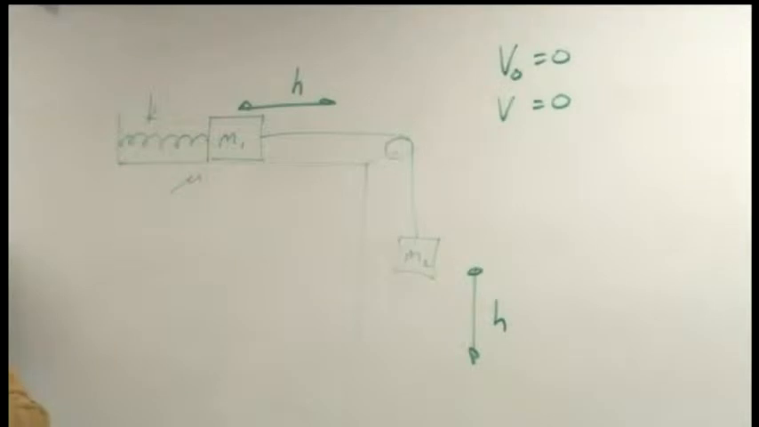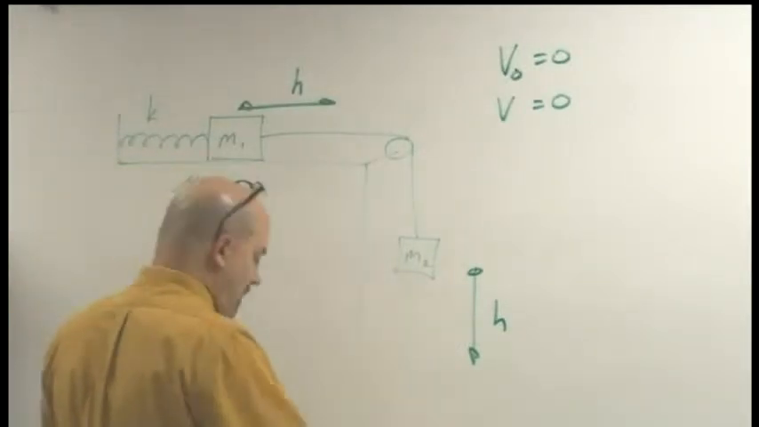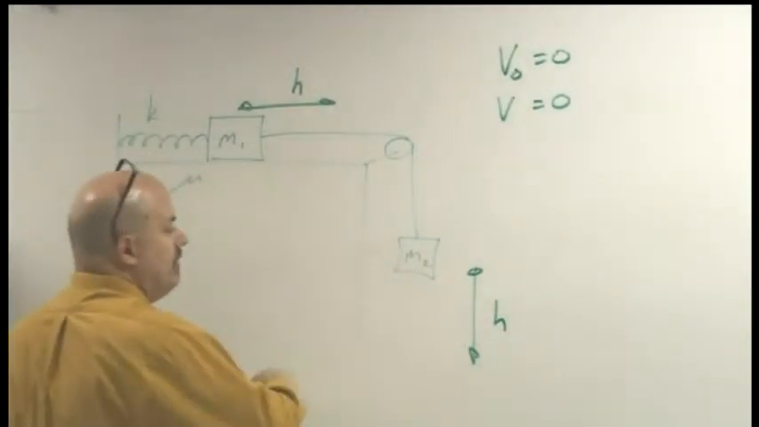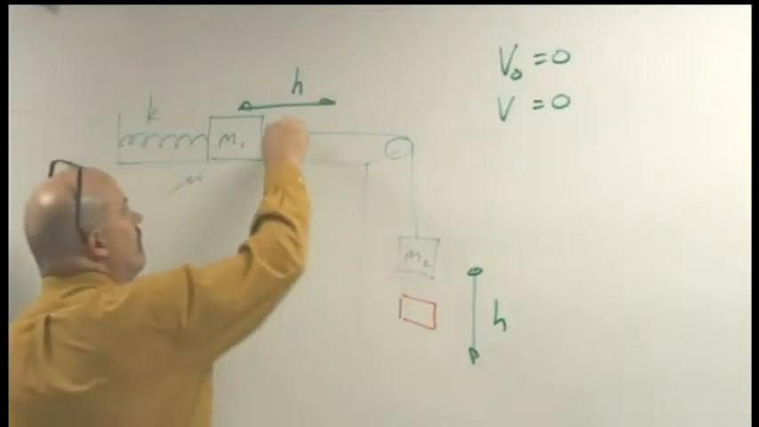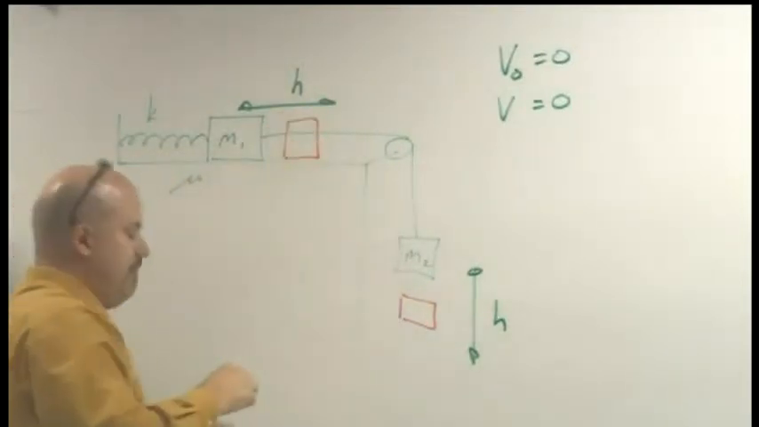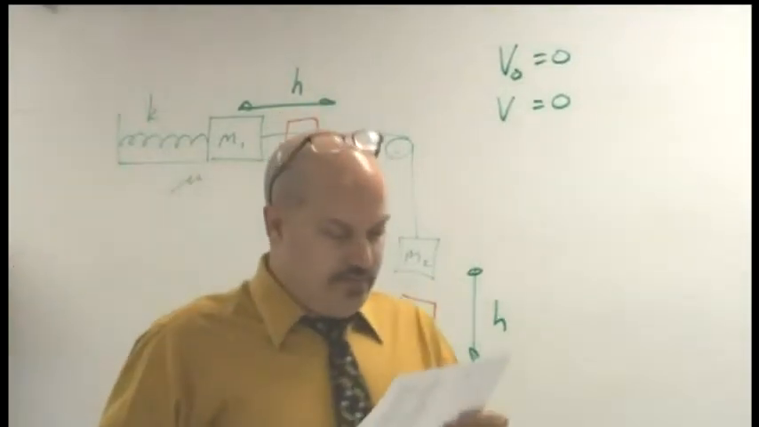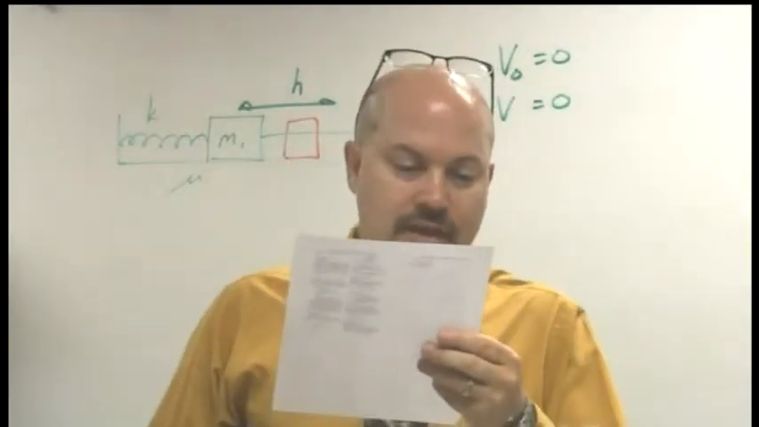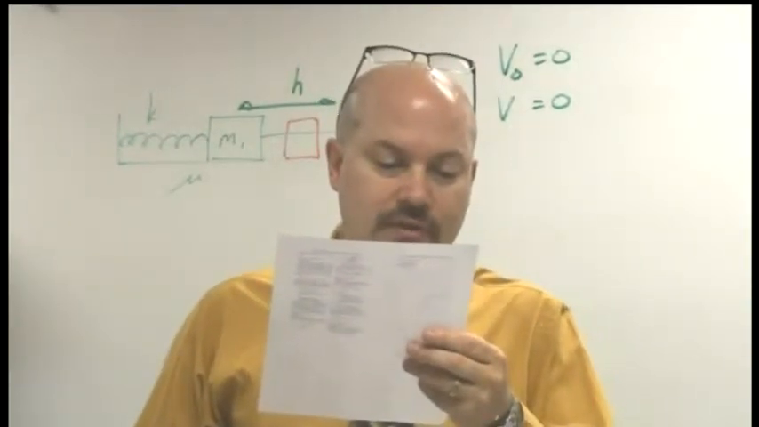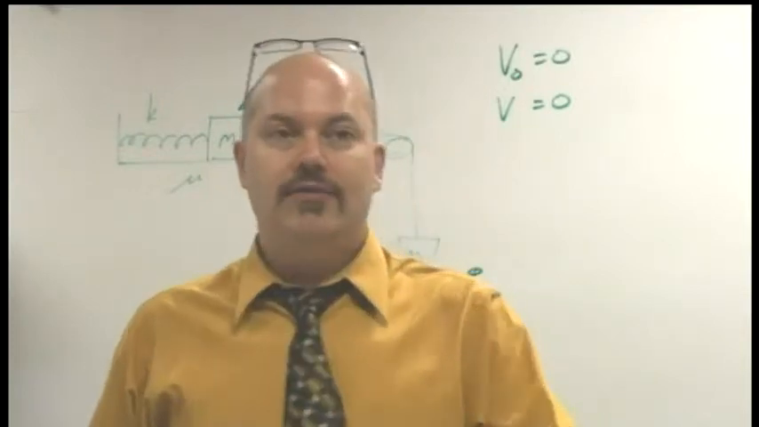All right, consider the moment when block M2 has descended a distance s, where s is less than h. So we're not at h, we're somewhere in between. At that moment, the sum of the kinetic energy of the two blocks will be given as.